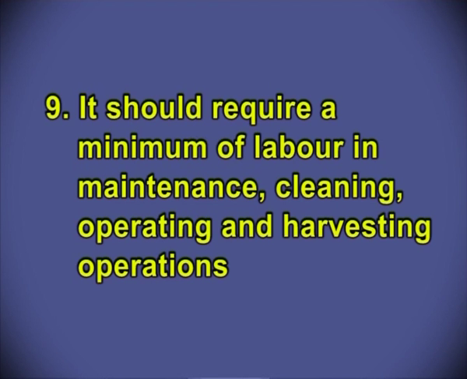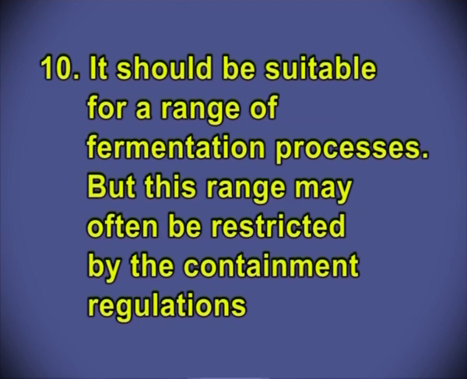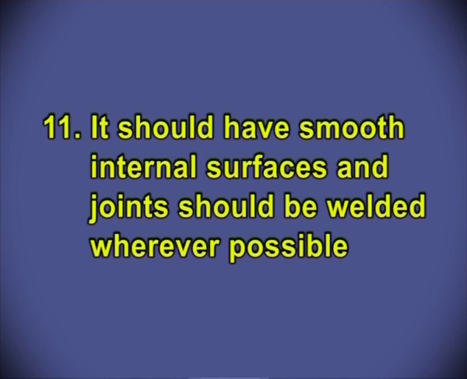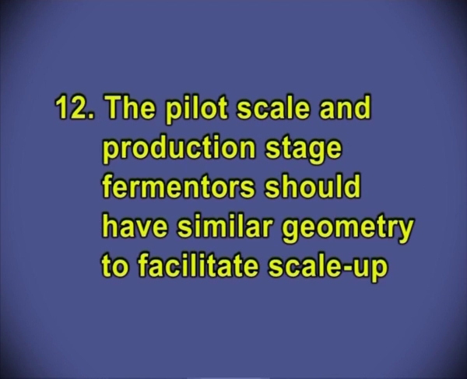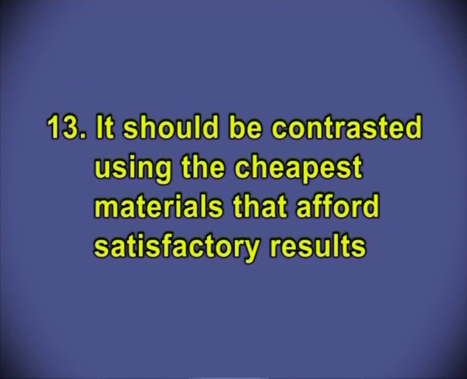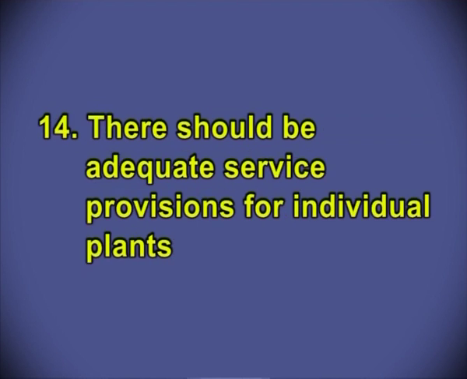It should require a minimum of labor in maintenance, cleaning, operating and harvesting operations. It should be suitable for a range of fermentation processes, but this range may often be restricted by the containment regulation. It should have smooth internal surfaces and joints should be welded wherever possible. The pilot scale and production stage fermenters should have similar geometry to facilitate scale up. It should be constructed using the cheapest material that affords satisfactory results. There should be adequate service provisions for individual plants.